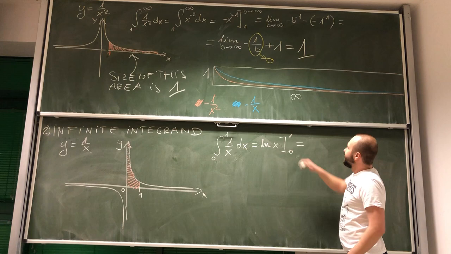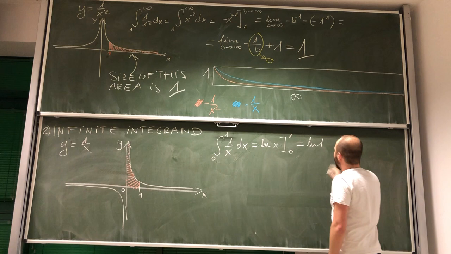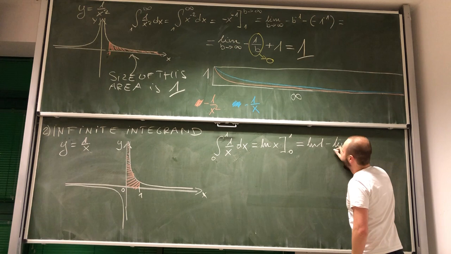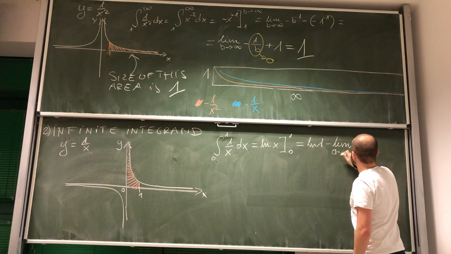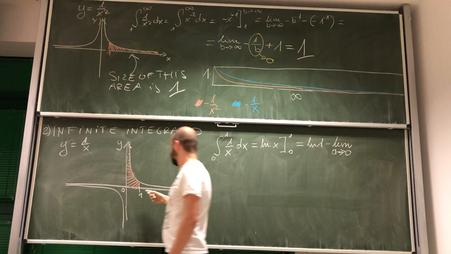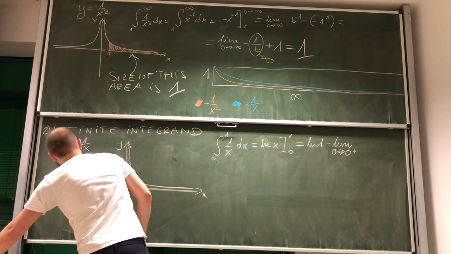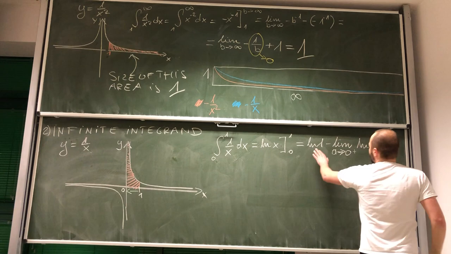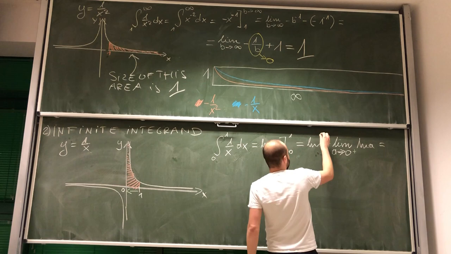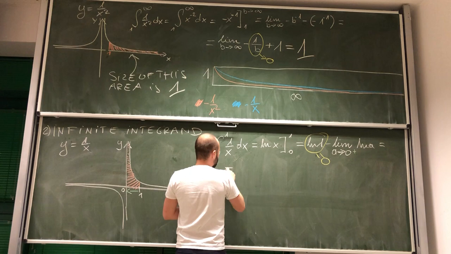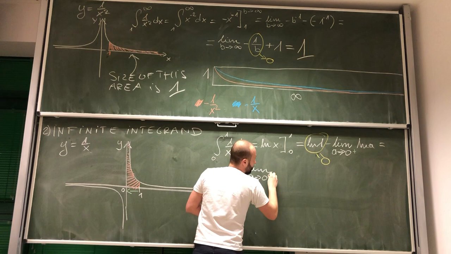Okay, so what am I doing over here? First, I can just substitute 1, but then I need to subtract a limit with a approaching 0 from, of course, the right-hand side, of ln a. Okay, because ln 1 is just zero. So we will have that this is equal to negative limit with a approaching zero from the right-hand side of ln a.